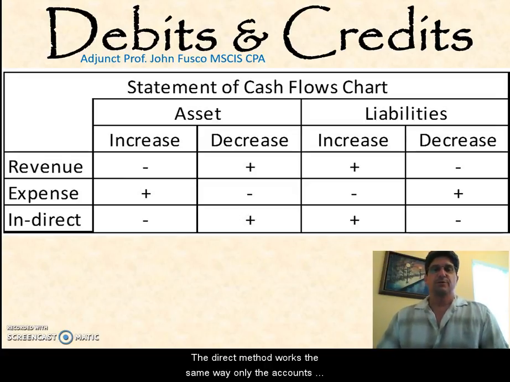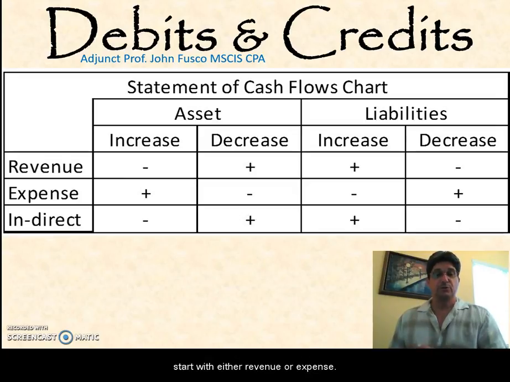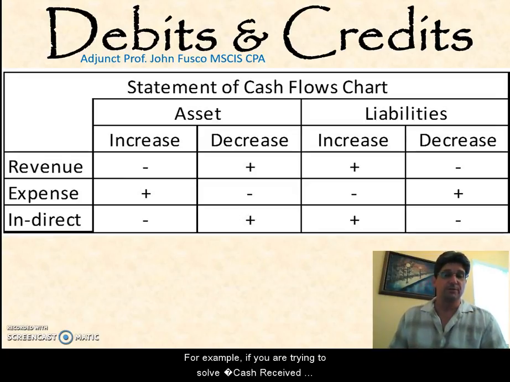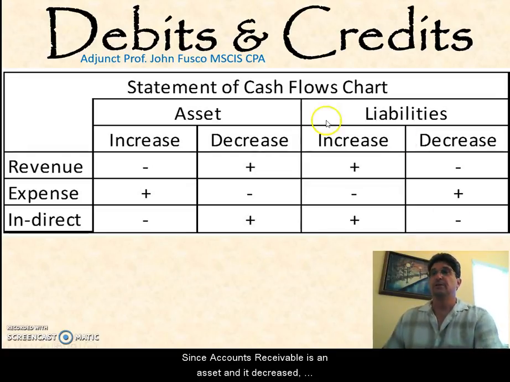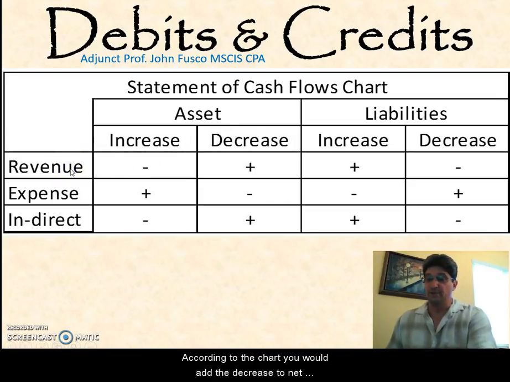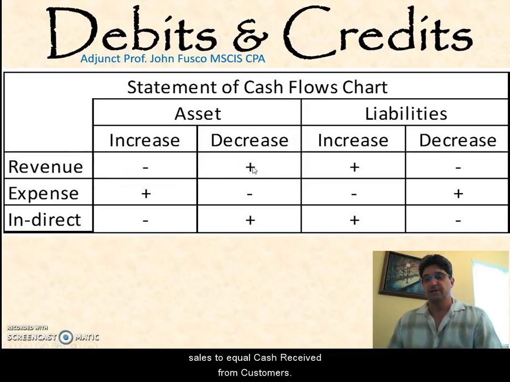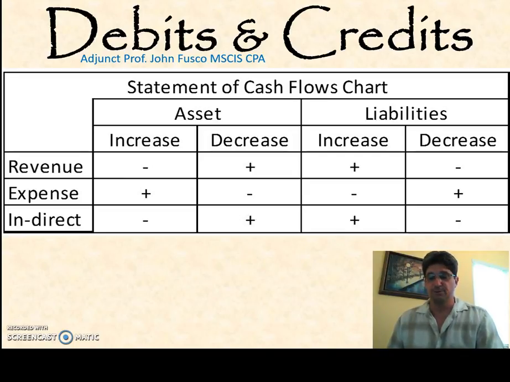The direct method works the same way, only the accounts start with either revenue or expense. For example, if you're trying to solve cash received from customers, which is net sales plus or minus the decrease or increase in accounts receivable. So let's assume accounts receivable decreased. Since accounts receivable is an asset and it decreased, your starting account was a revenue, net sales. According to the chart, you would add the decrease to net sales to equal cash received from customers.